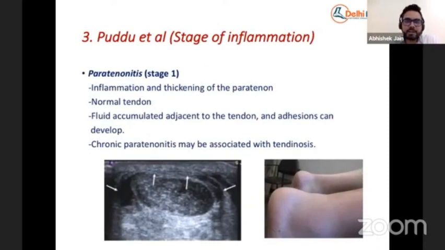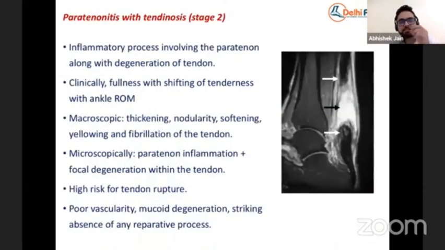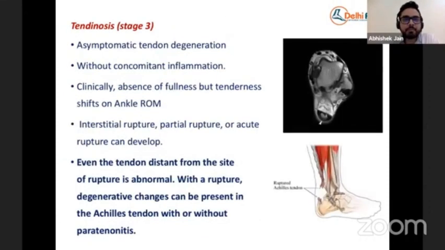The first stage is paratendinitis, where there is only inflammation of the paratendon; the tendon is normal. The second stage is a mixture of paratendinitis and tendinosis, where the inflammatory process involving the paratendon occurs along with degeneration of the tendon. Clinically, fullness is there with shifting of tenderness with ankle range of motion. There is a high risk for tendon rupture. There is poor vascularity, mucoid degeneration, and striking absence of reparative process.